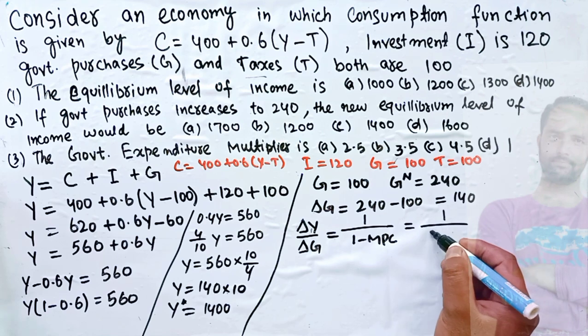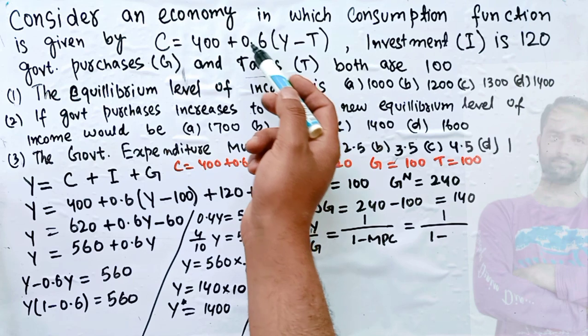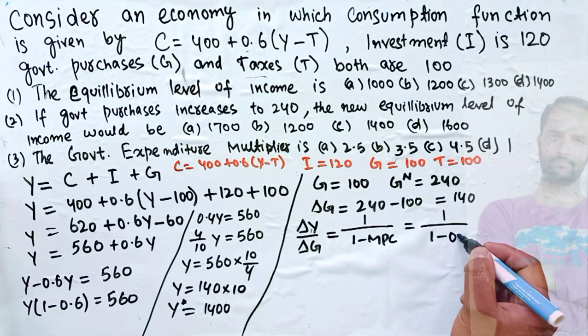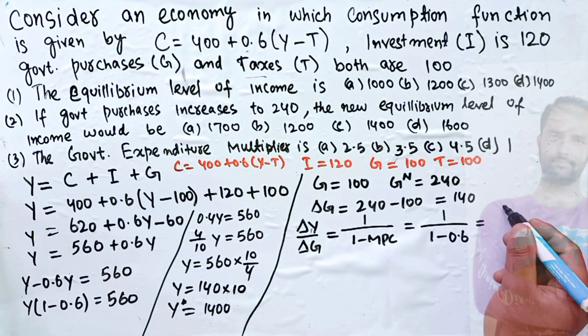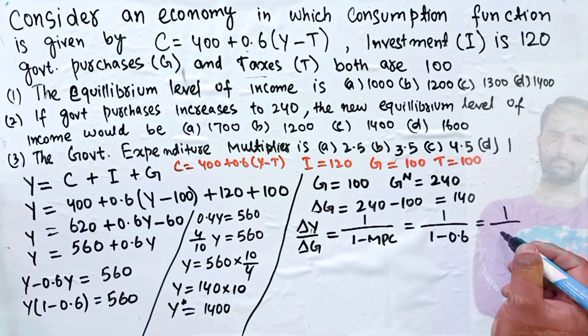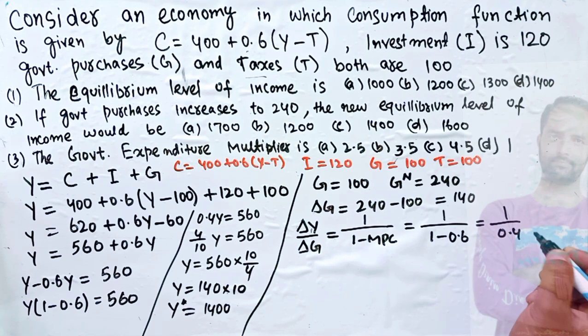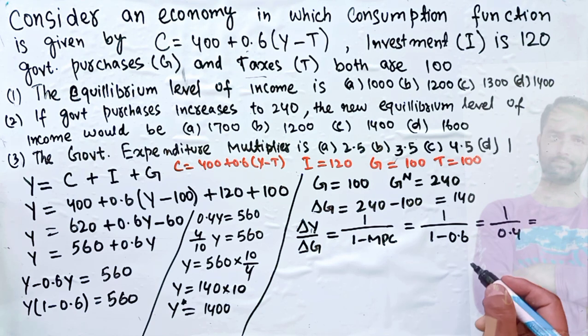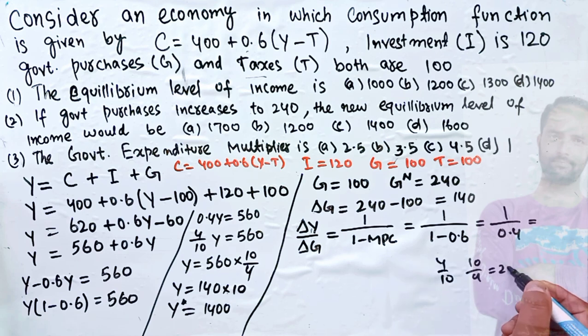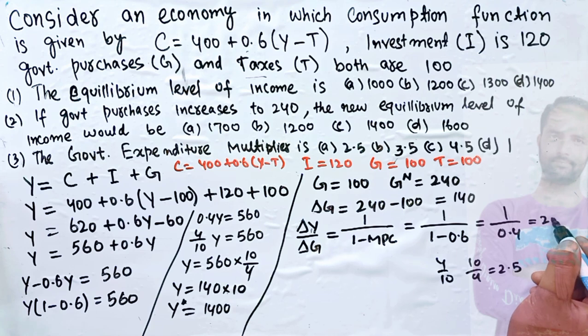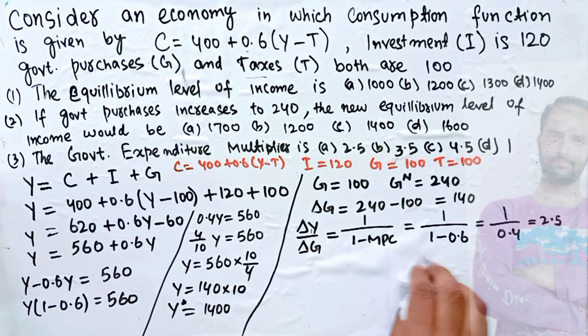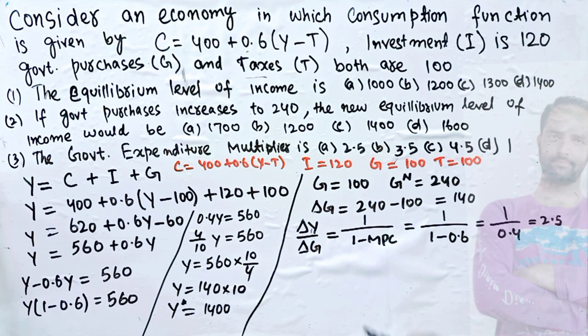1 upon 1 minus our marginal propensity to consume, which is 0.6. So this comes out to be 1 upon 1 minus 0.6, which is 0.4, and 1 upon 0.4 is 4 upon 10, reciprocating it becomes 10 upon 4, which comes out to be 2.5. If you solve this, it is very simple. No tension. So this is our government expenditure multiplier.